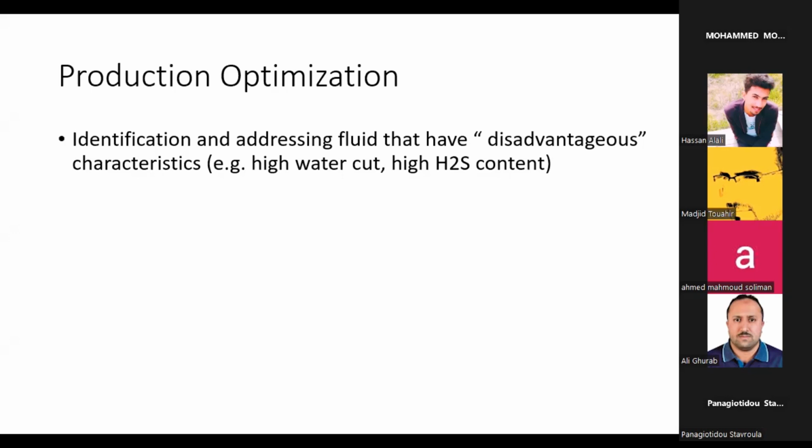If we have constant H2S and we cannot handle it on the facilities, or if we have high water cut wells and we don't have any water handling facility on the surface, we need to reduce the production from those wells. That will allow you to increase the production from other wells.